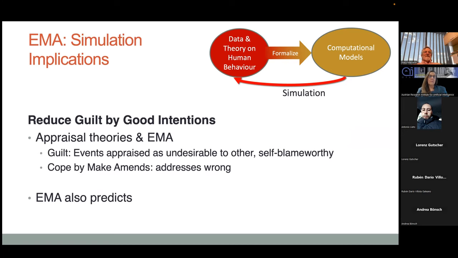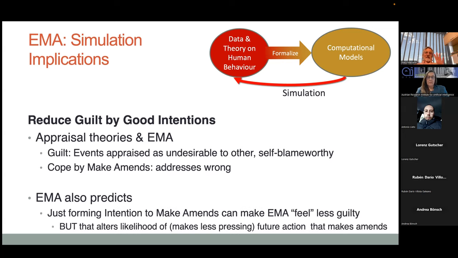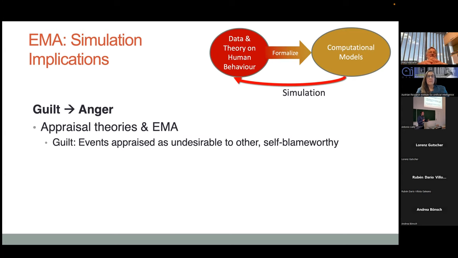There's also this interesting thing that we find in Emma: in a standard appraisal theory view of things, events appraised as undesirable to others and self-blameworthy lead to a sense of guilt. So if I've done something undesirable to somebody else, I feel guilty. And you cope by making amends, addressing the wrong. Emma also predicts just forming the intention to make amends can make Emma feel less guilty. And once Emma feels less guilty, that makes less pressing any future action that actually does make amends. So the agent essentially feels better because they're thinking they're going to make amends, but that reduces the likelihood that they will actually make amends, which is an interesting byproduct of this kind of feedback.